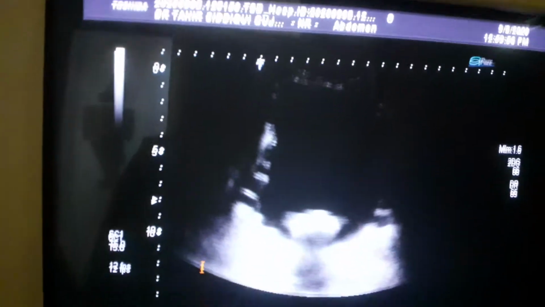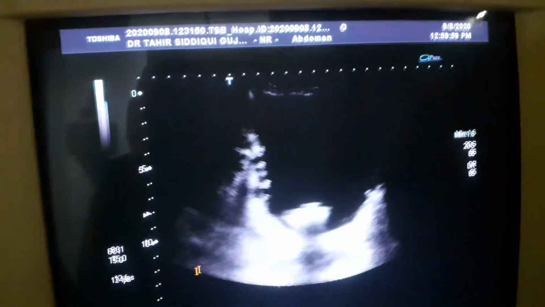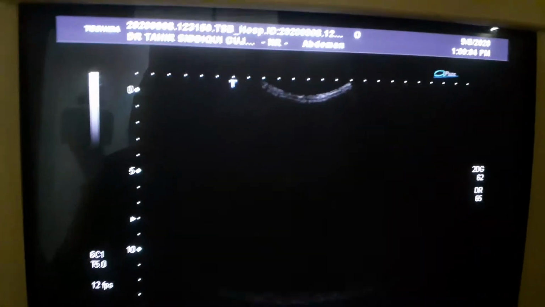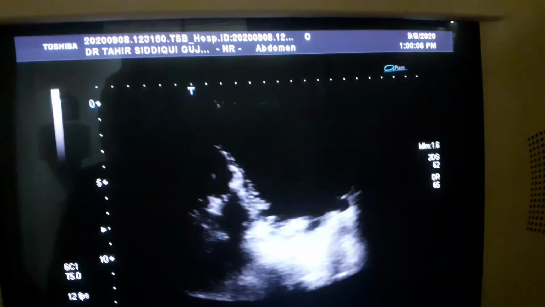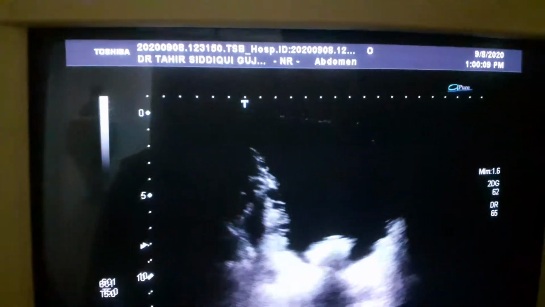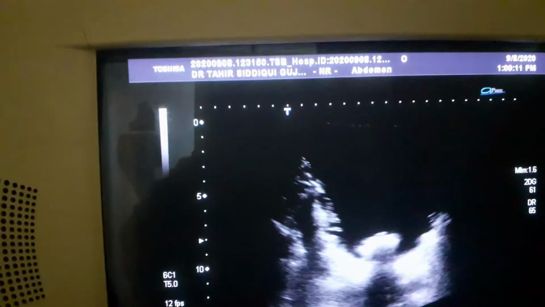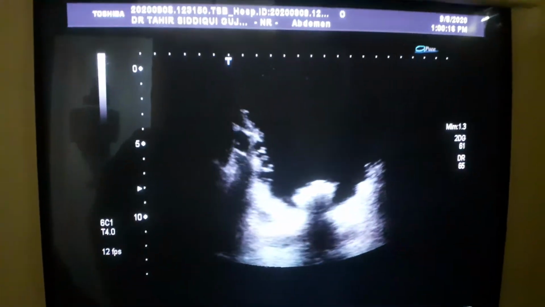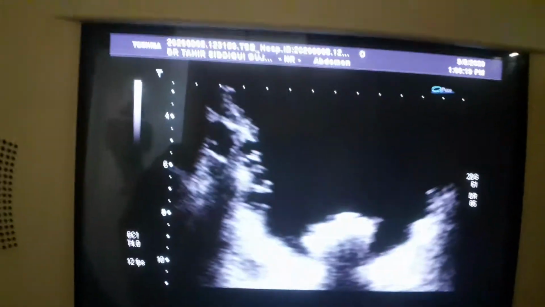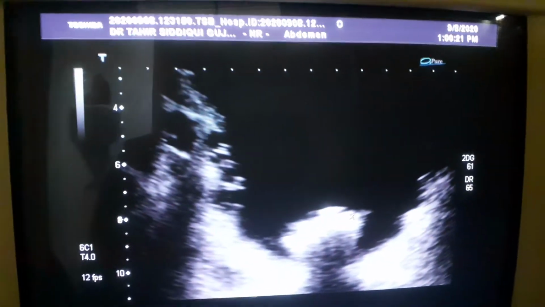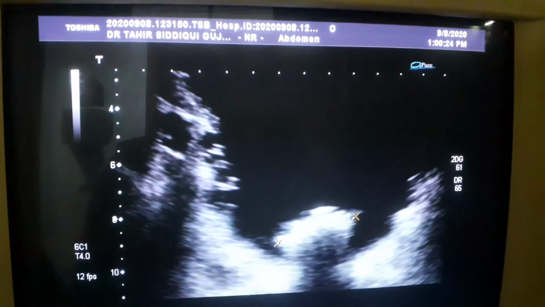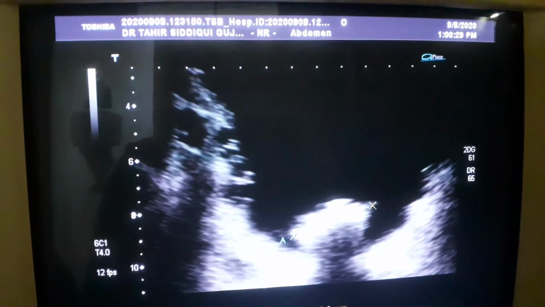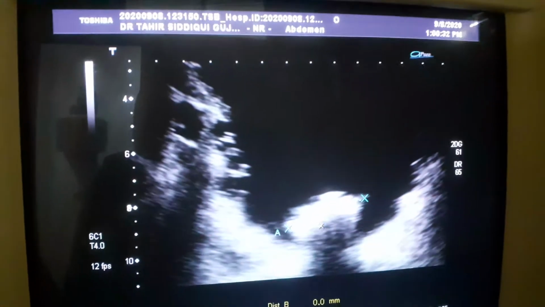Now this is the urinary bladder. What we see in the urinary bladder is an echogenic area, a coarse echogenic area, giving a sharp posterior shadow. This is a calculus in the urinary bladder, measuring approximately 35 millimeters, and this is the sharp shadow posterior that we are seeing.